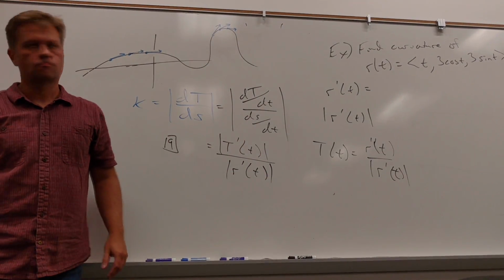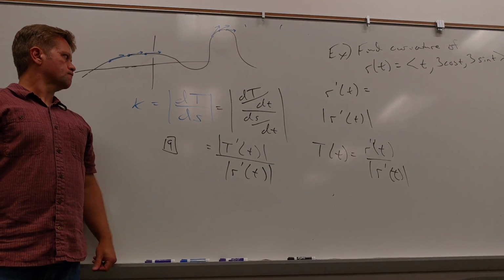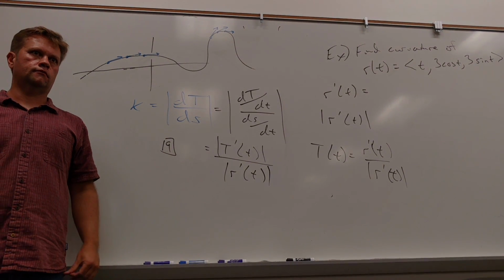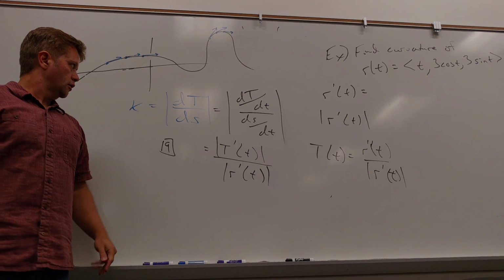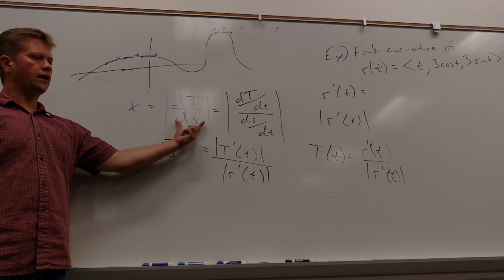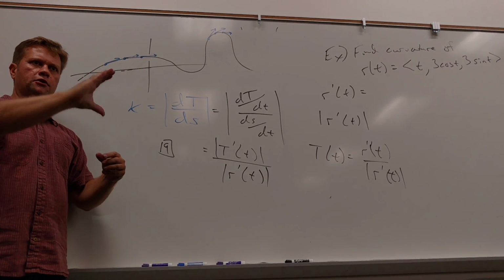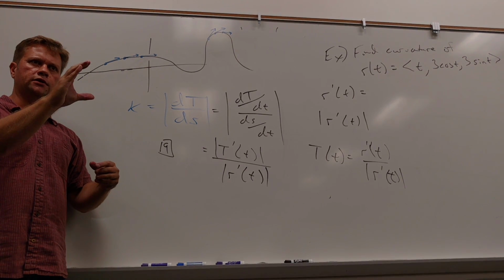Is K a vector or a scalar? Why do we take the absolute value? Why can't we have negative curvature? Well, this is the length of it. And it's because curvature shouldn't care if it's up or down or left or right. It doesn't matter the orientation of it.